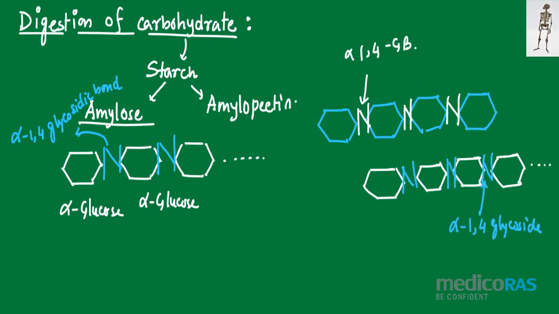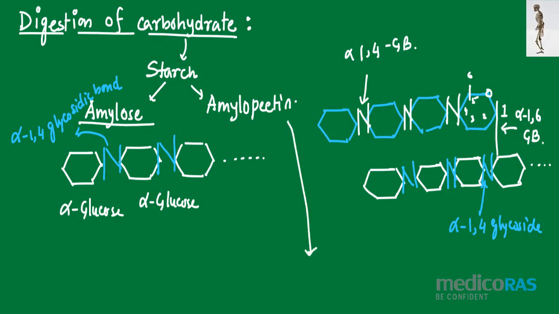You can see here, this is position number 1, this is 2, this is 3, 4, 5, and here somewhere it is 6. So with this carbon 1, we have to join the glucose structure like this at the 6th position. The bond present between these two is nothing but alpha 1,6 glycosidic bond. That means in case of amylopectin, two bonds are available.